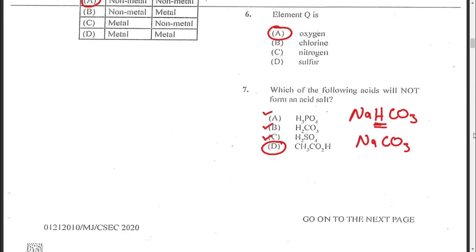Just to quickly mention that the basicity of phosphoric acid is 3 because there are 3 hydrogens in the acid. The basicity of carbonic acid is 2 because there are 2 hydrogens in the carbonic acid compound, and the basicity of sulfuric acid is also 2 because there are 2 hydrogens in the compound. So it is dibasic, tribasic, and ethanoic acid would be monobasic because there's only 1 hydrogen in the compound.